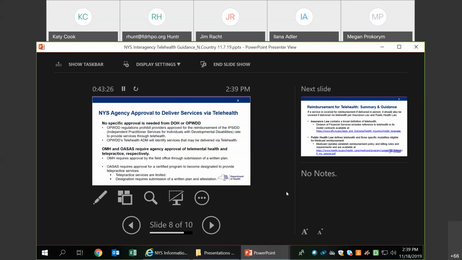If you have only an Article 28 license overseen by the Department of Health, you do not need approval to utilize telehealth. And then OPWDD will be issuing that ADM to outline what services can be delivered via telehealth. And just to note that also their IPSID services and reimbursement are not allowed via telehealth.